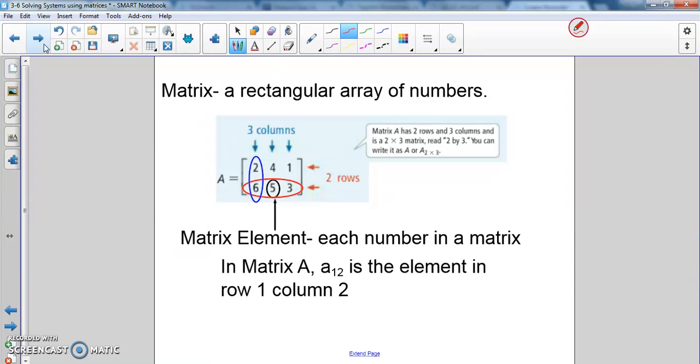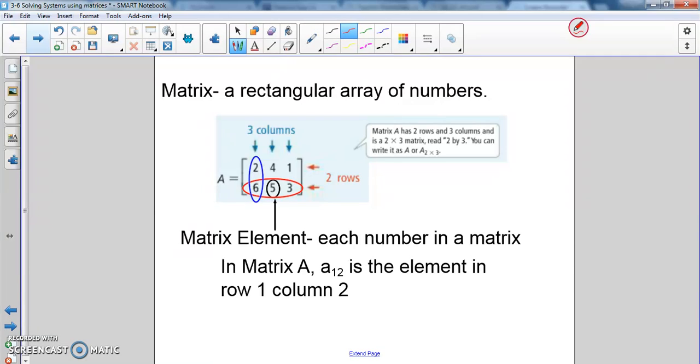Here in our example, we have matrix A. We have 2 rows and 3 columns. So this is a 2 by 3 matrix. That's how we say 2x3, 2 by 3. And you can write it as A, 2 by 3.